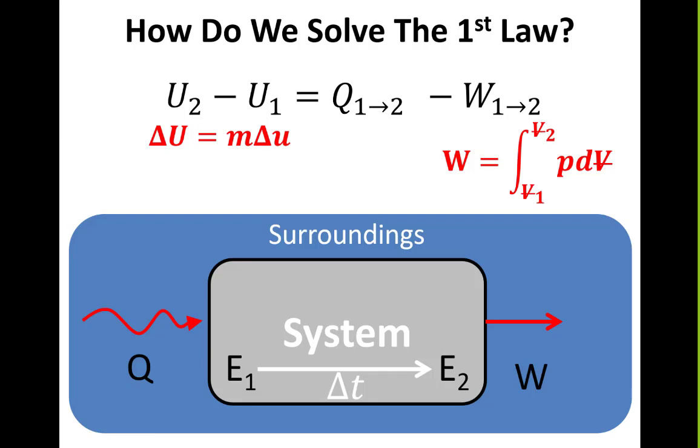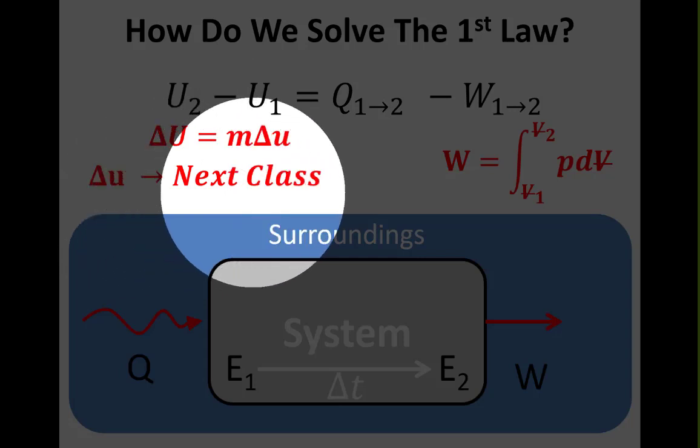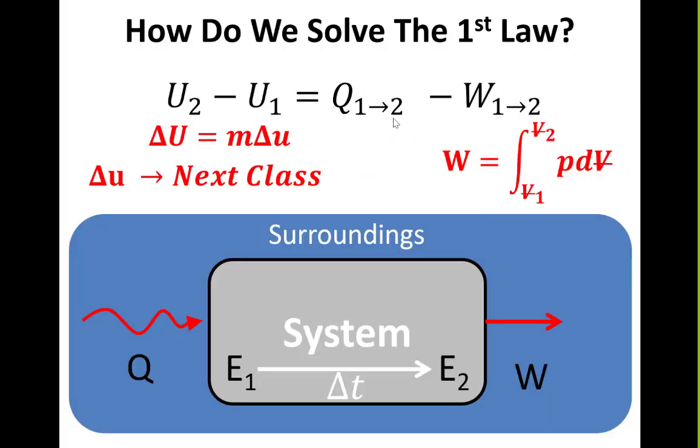The volume of water will change. So volume is an extensive property that depends on how much stuff you have. But density is an intensive property that doesn't depend on how much mass you have. Now we'll start to talk about how we find this change in specific internal energy next class. But right now, if you knew how to do this, then you'd be ready to write the first exam.